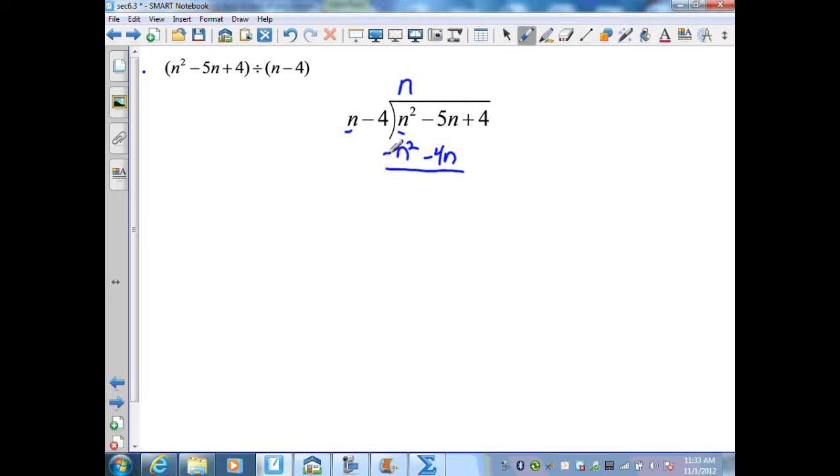Change the signs. This positive goes to a negative. This negative goes to a positive. N squared minus n squared is 0. Negative 5 plus 4 is a negative n. Bring down the next term and its sign. N times what gives me a negative n? That would be a negative 1. Now I distribute. Negative 1 times n is a negative n. Negative 1 times a negative 4 is a positive 4. Change each term sign. Negative to positive, positive to negative, and I subtract. That leaves me 0. And with a remainder of 0, I know each are factors of my polynomial.